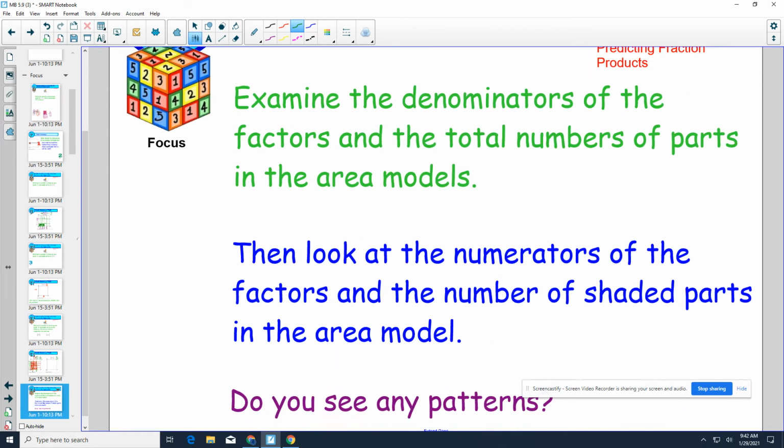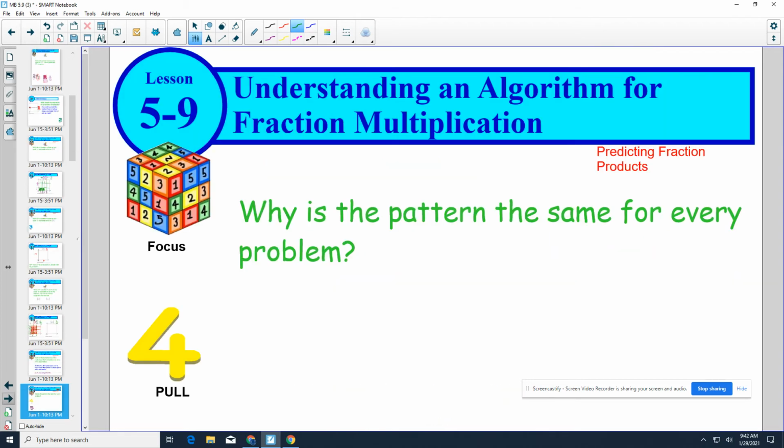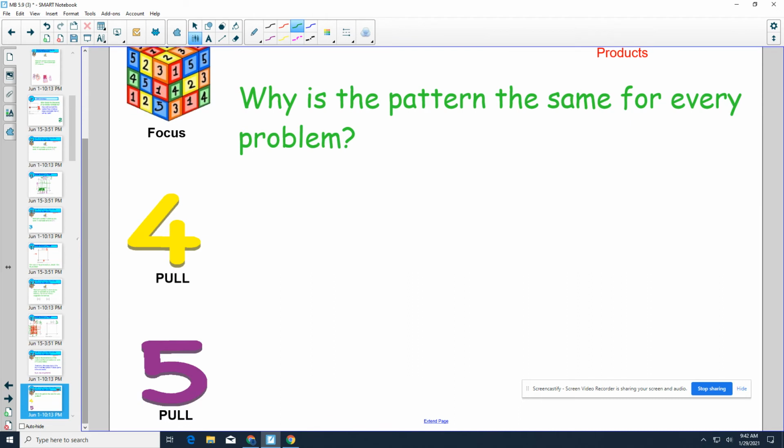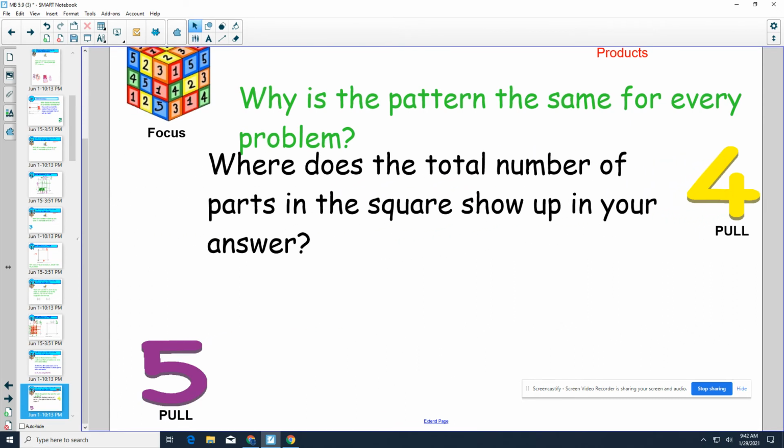So examine the denominators of the factors in the total number of parts in the area models, and look at the numerators of the factors and numbers of shaded parts in the model. Do you see any patterns? So what is it that you notice? Do you notice anything there? So why is the pattern the same for every problem? So where does the total number of parts in the square show up in your answer?